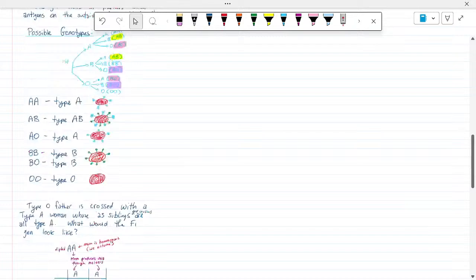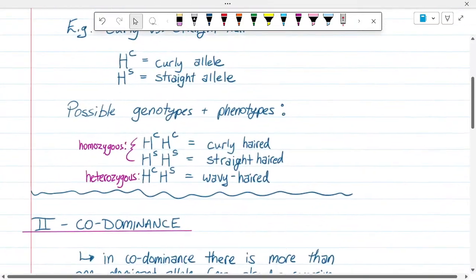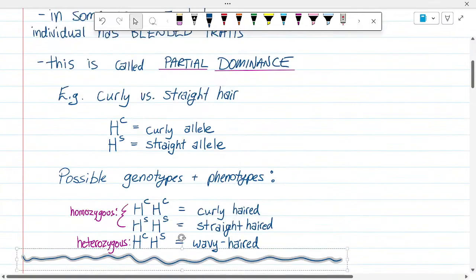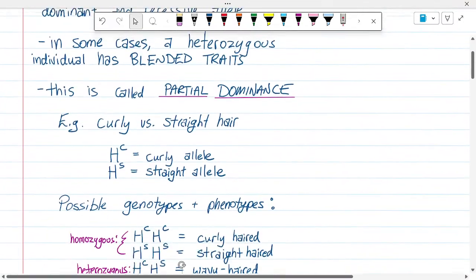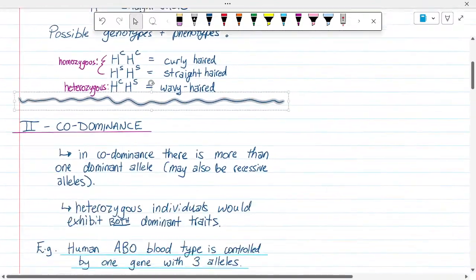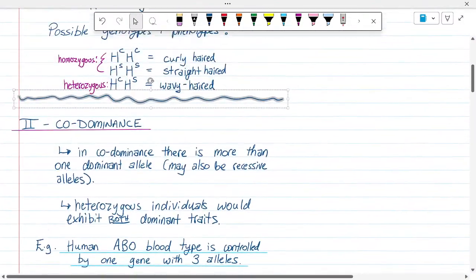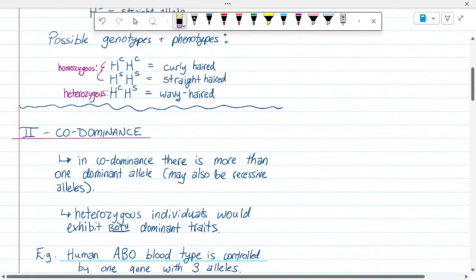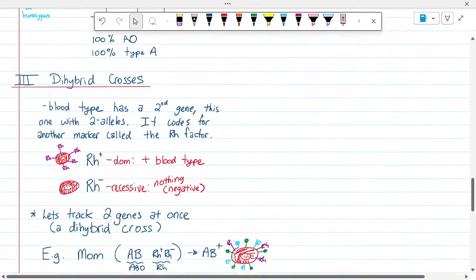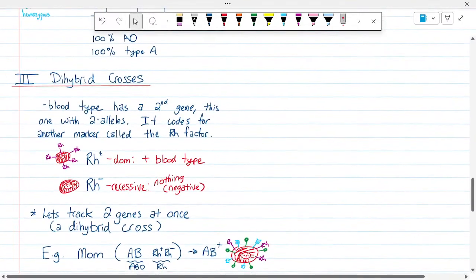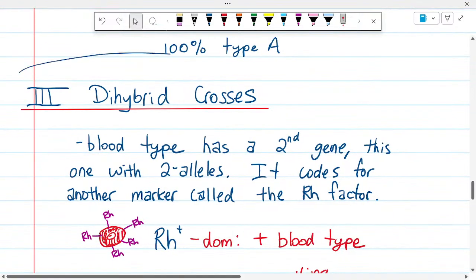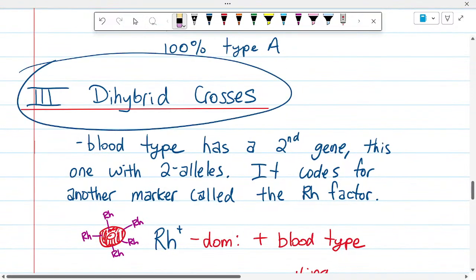Okay, the TLDR of today. We learned that for some traits, the heterozygous gives us a blend of the 2 traits. We call that partial dominance or incomplete dominance. Sometimes, when you have a heterozygous, you just get both traits. We call that codominance. Then, we looked at ABO blood typing, and then we decided to add the Rh factor and to look at an example of tracking 2 traits at once. And we call tracking 2 traits at once a dihybrid cross.